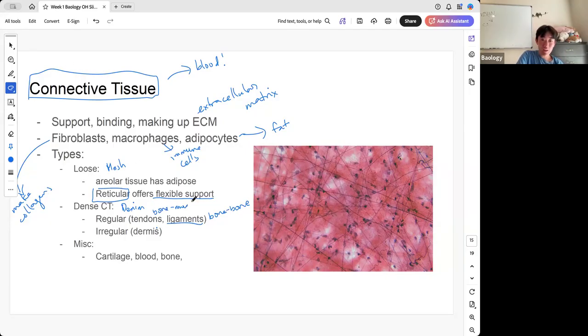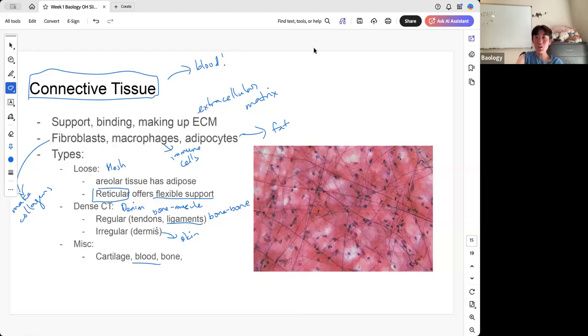So these are very thick, and they're hard to pull. If you've ever had a really chewy part of pork or beef, that might have been a piece of dense connective tissue. It's really tough. And then you also have irregular, which is found in the dermis, the middle layer of the skin. He does say that bone and blood are also types of connective tissue.